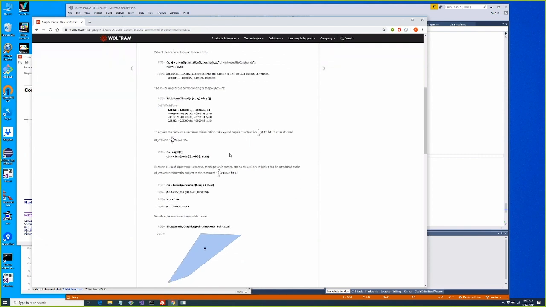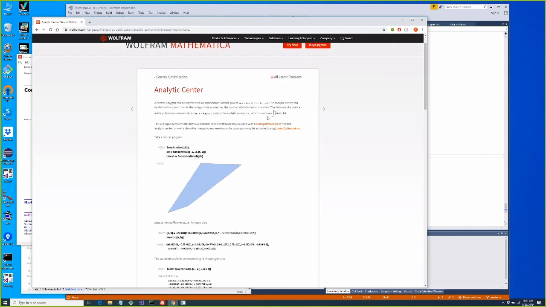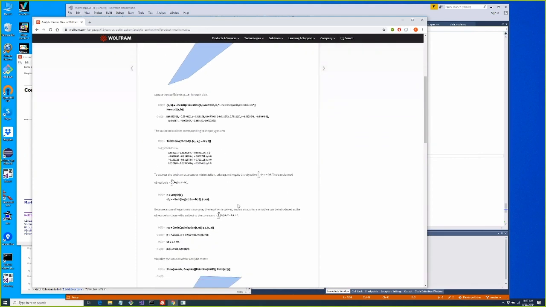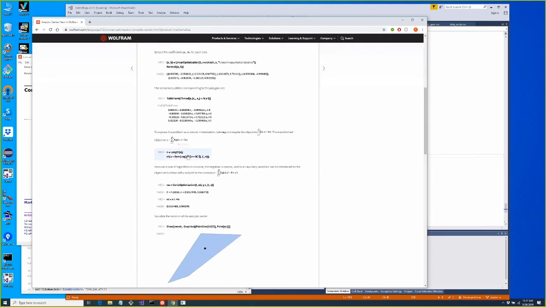Now the objective is a product of that. So if we take the log of that, we can get a sum. So we take the sum of the log. Now the log function is concave, so the negation is convex. And so this is a convex function.